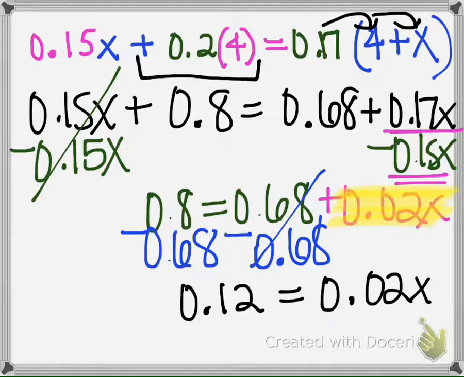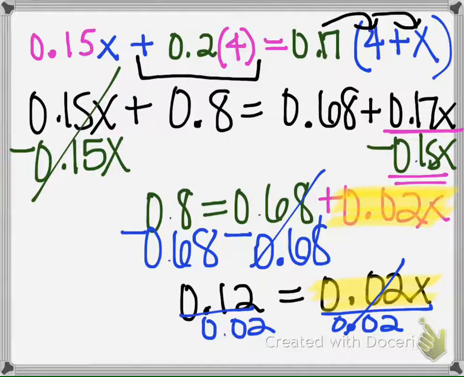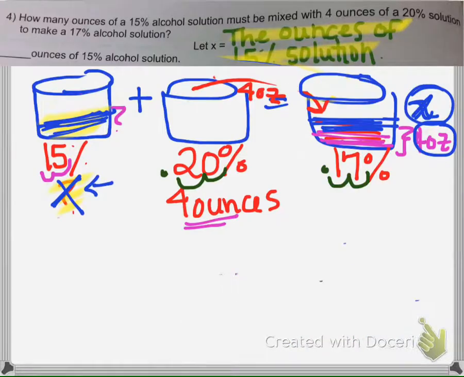And now to get rid of the number next to the variable, to make it just 1x, we're going to divide it by 0.02. So when we divide 0.12 by 0.02, we would get 6 for x. So let's go back and make sure we know what x represents. Okay, so we got that x was 6.